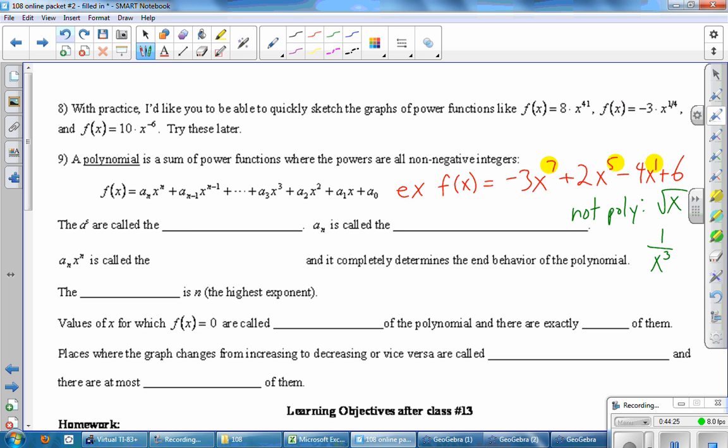The a's are called the coefficients. So the numbers in front of the x's. A sub n is this guy right here. It's the first one, the one that goes with the highest power. It's got a special name. It's not just any old coefficient, but it's the leading coefficient. A sub n x to the n, that's not just the coefficient, but the entire term, is called the leading term.